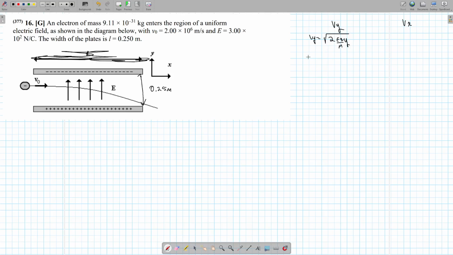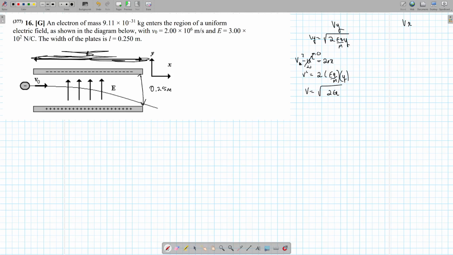Where does this come from? If you guys remember, V squared minus U squared is equal to 2ax, right? In this case, the initial y velocity is 0, right? So V squared, the final velocity, is equal to 2 times the acceleration, which we figured out to be EQ over M in the previous part, times x, which is the distance traveled. In this case, we're going vertically, so we just call it y. And obviously, we just put the radical on the other side.